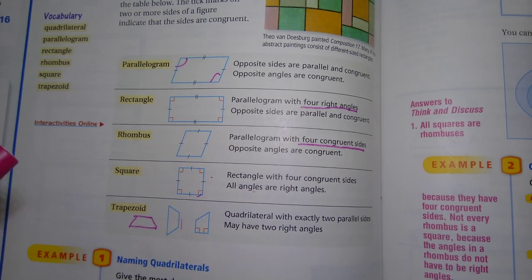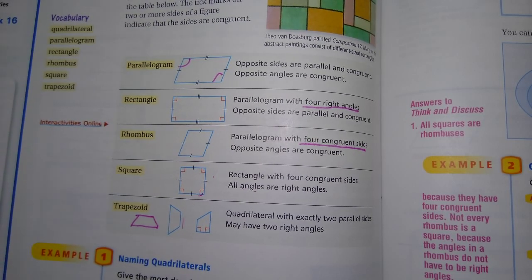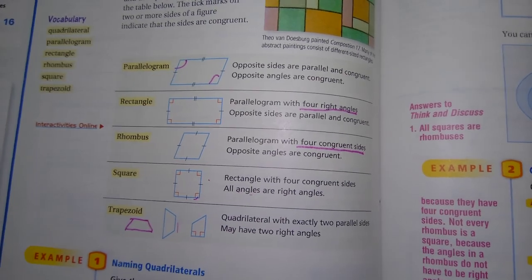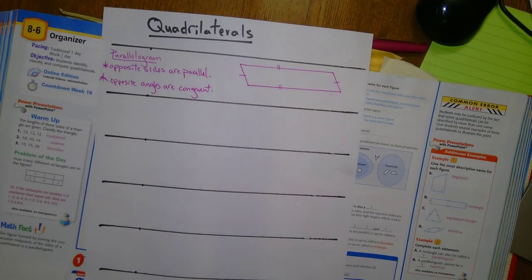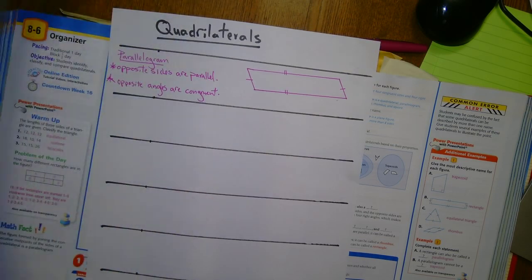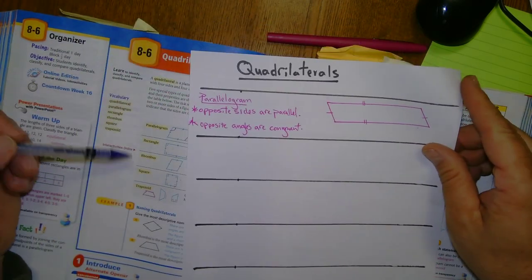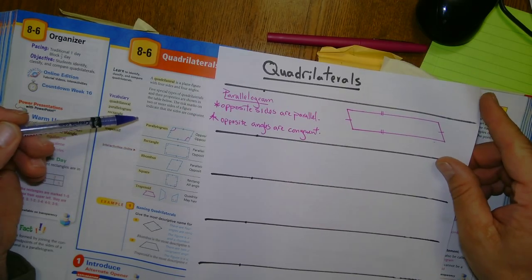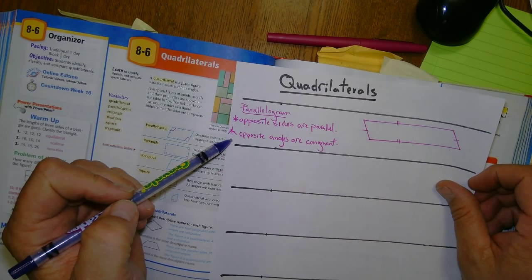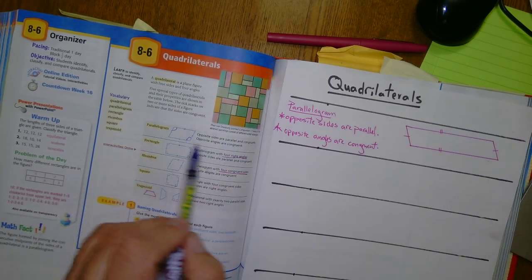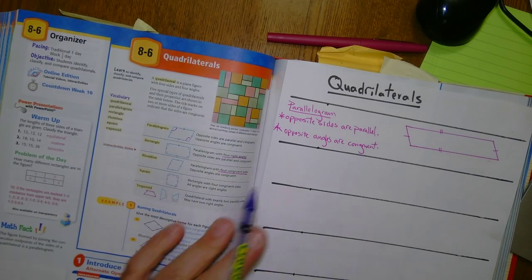All right. Pretty simple for the day. I'm going to show you one option for what you can do. Let me zoom out here. Oh, there we go. Little autofocus. What I did, for example, is I started with parallelogram, which happens to be the first one here. I drew the parallelogram, and then I wrote opposite sides are parallel, opposite angles are congruent, and I got that information from right here. So I just made my own little cheat sheet, okay?